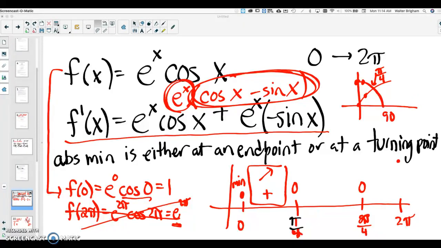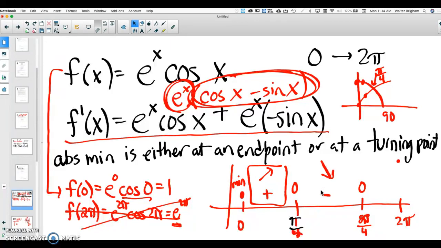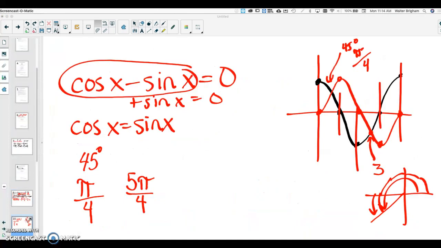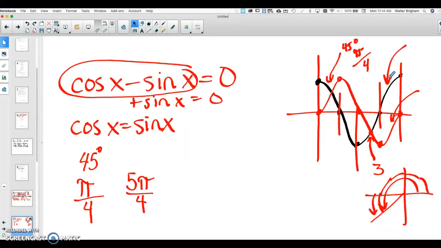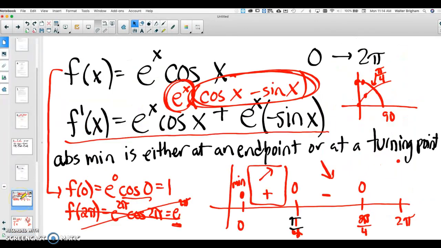That means in this interval it's negative, so the graph goes down. And after that, cosine is bigger than sine, so it's going to be positive. So the graph here can go up. So our only options for minimums are 0 or at 5 pi over 4.